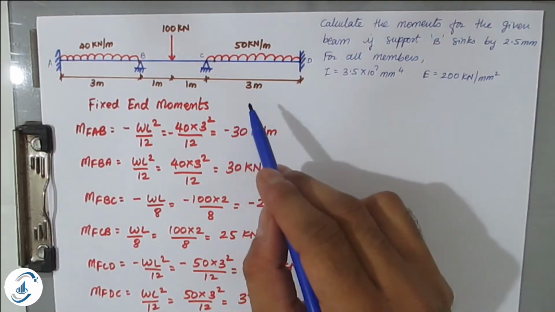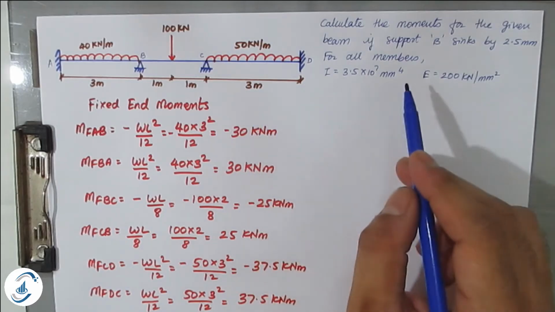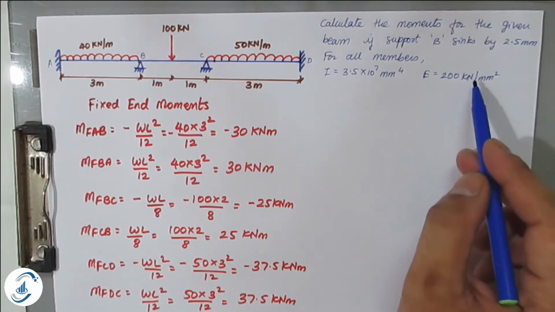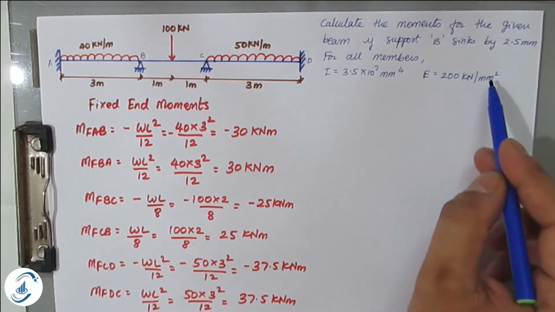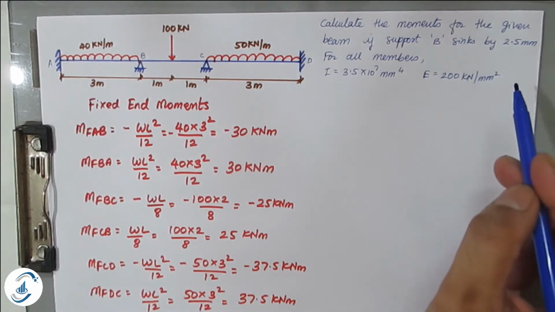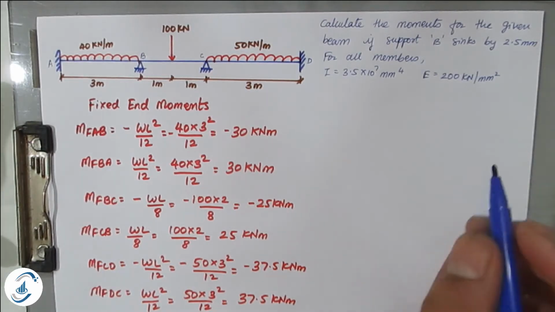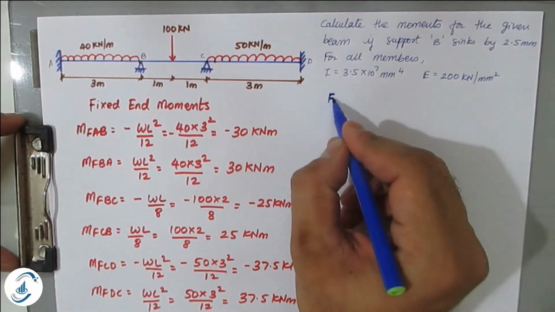So our beam measurements all are in meters. So here the I value is in mm and also E is in mm. Kilonewton is there, so we will not disturb this kilonewton. From mm to meter we have to convert it. So step by step we will consider. E value we will convert first.